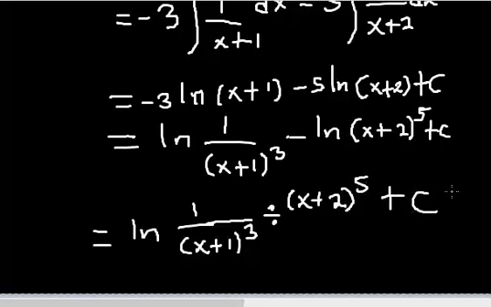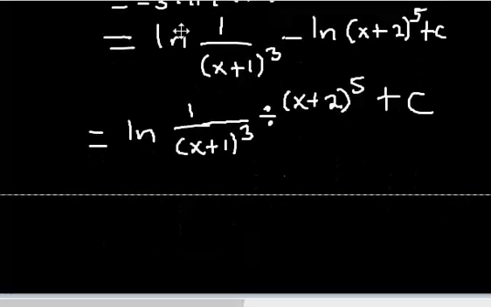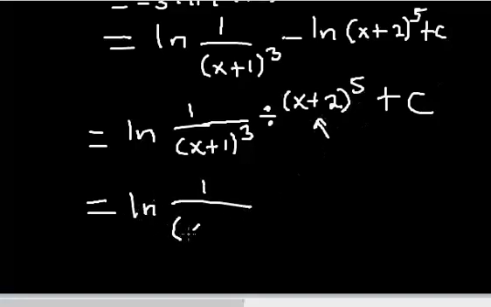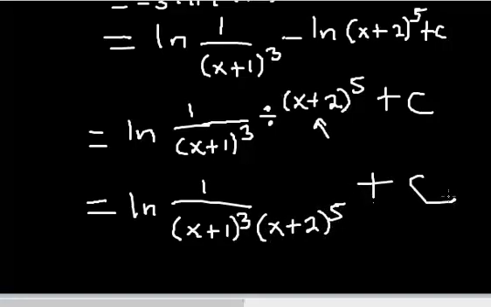And of course, if you do this, you know very well that for me to change the division sign to a multiplication sign, I have to invert the divisor. So my final answer is going to be equal to ln of 1 all over x plus 1 all cubed, times x plus 2 all raised to the power of 5, then plus c. So that's my final answer.